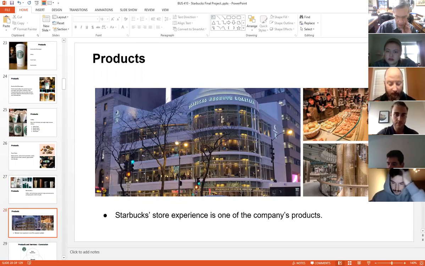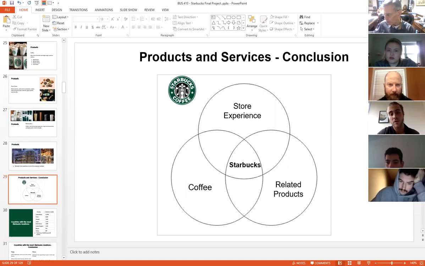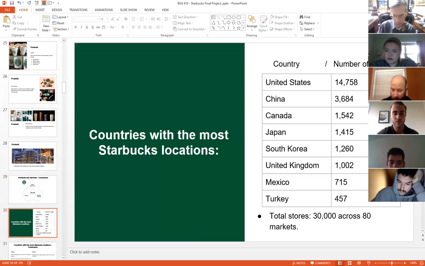It's the whole combination. And here it's just the summary. This Venn diagram shows basically the concept of the company, which englobes the store experience, the coffee, and the related products. That's the Starbucks.